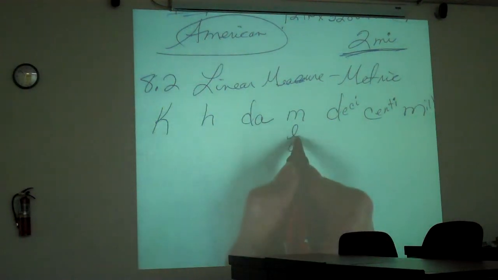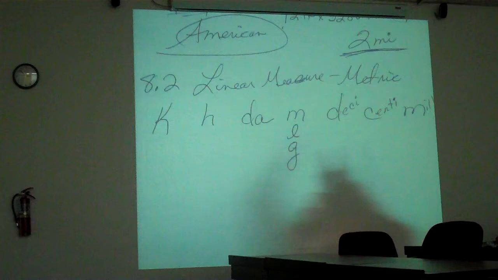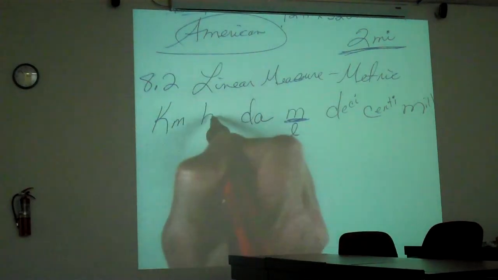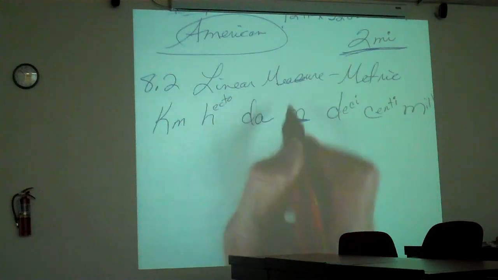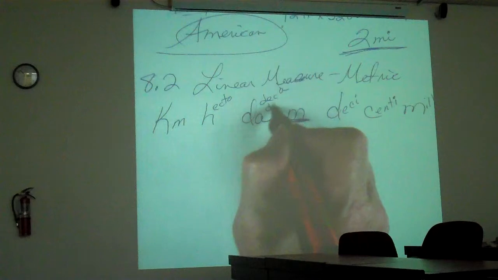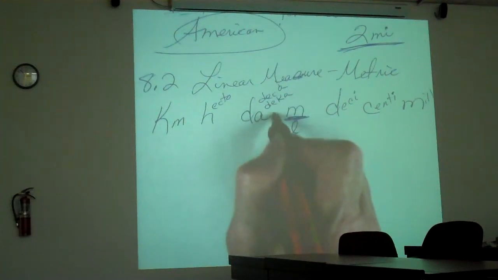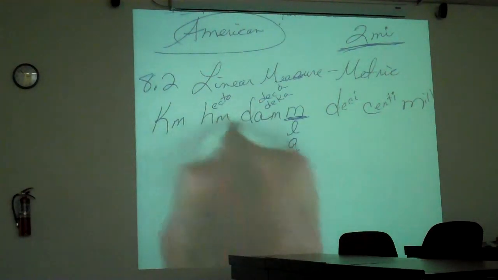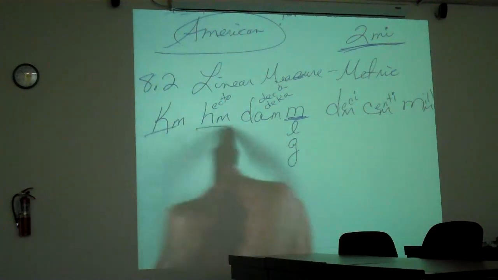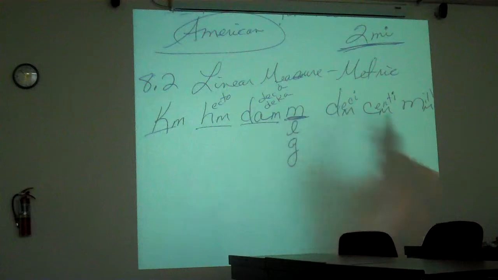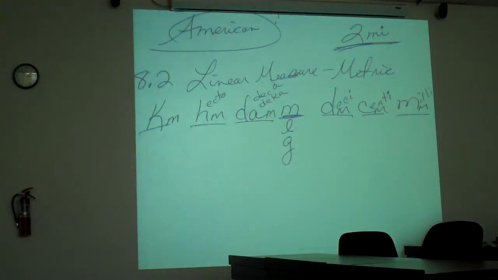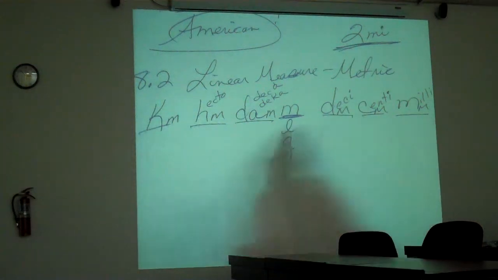So the liters are going to be the same order. See, this is going to be the M right here. This will be kilometers, hectometers, decameter. These all have M's after them. So you got KM, HM, DAM, M, DM, CM, and MM. Okay, so it's going to be the same order for liter.